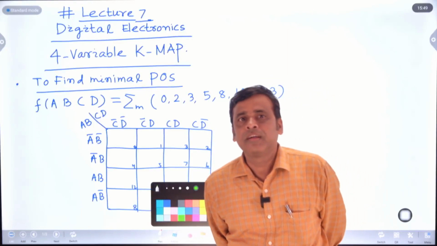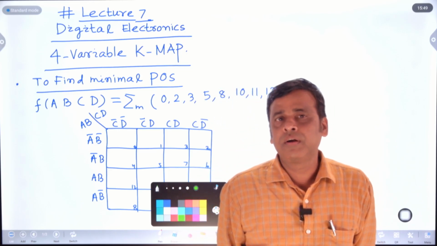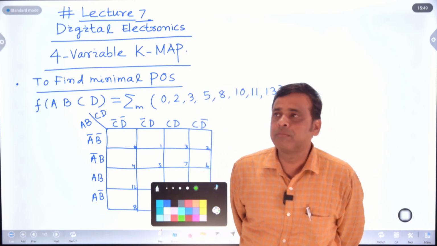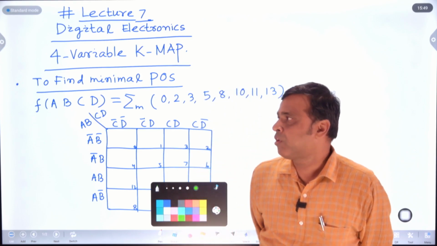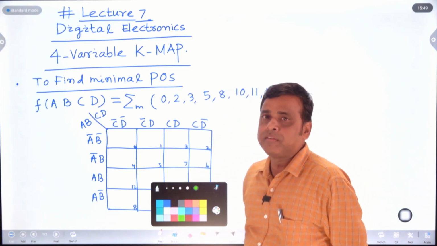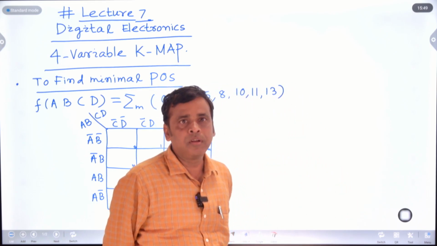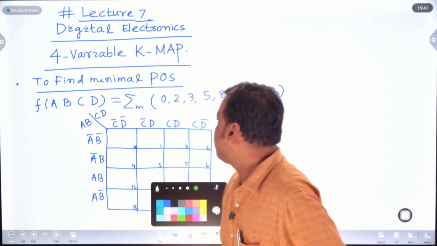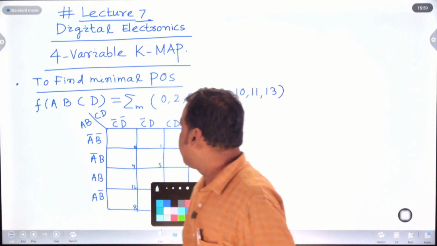Hello students, today we will discuss the 4 variable K-map. In the previous class we already discussed the 3 variable K-map and the 2 variable K-map. K-map is a tool to minimize a logic expression or Boolean expression. You can minimize the logic expression or Boolean expression with the help of K-map.